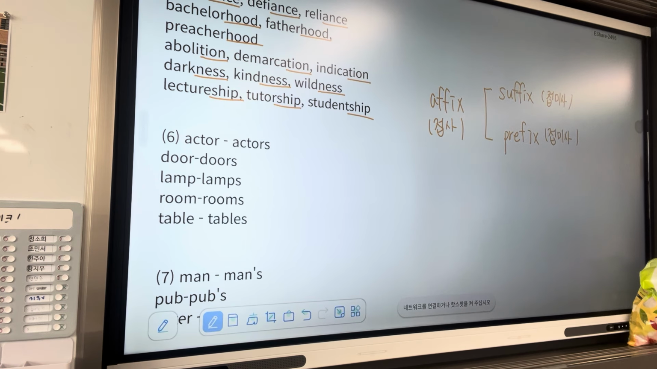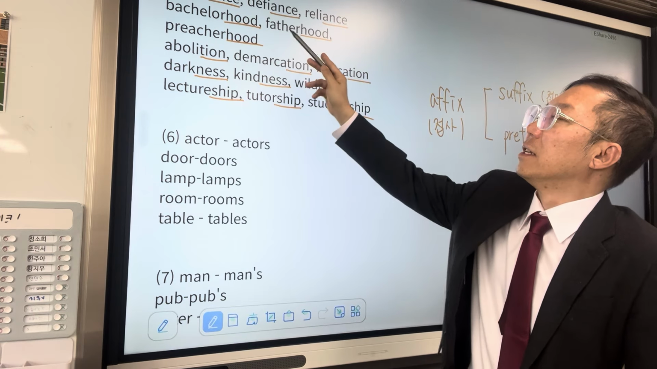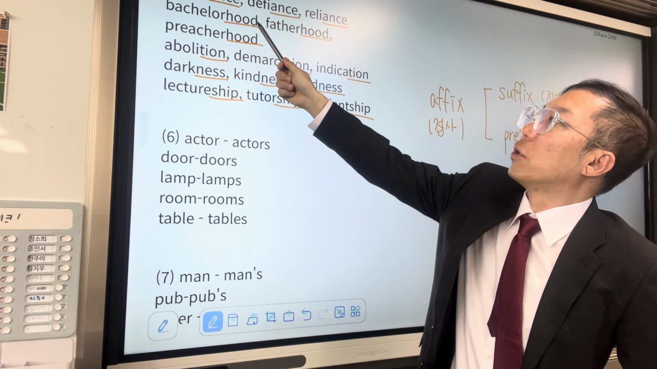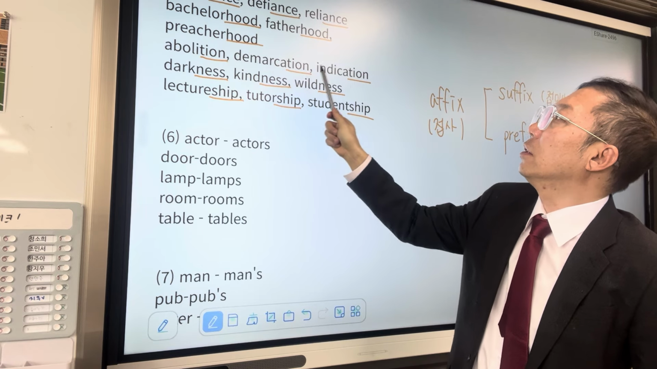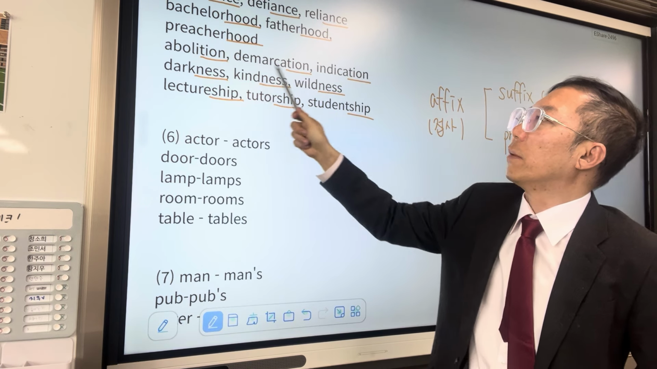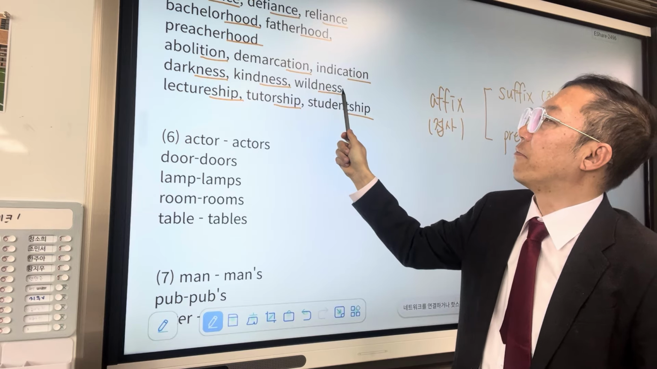The words of the second set all end in hood, while those of the third, fourth, and fifth sets end in tion, ness, and ship, respectively. So in the second set of vocabulary, we have hood as a suffix. Third set, we have tion, and fourth, we have ness, and fifth, we have ship.